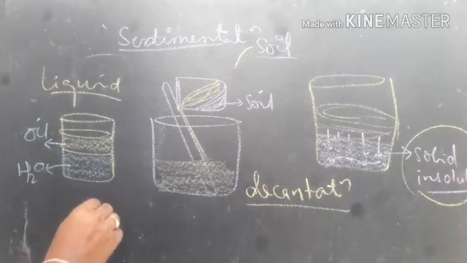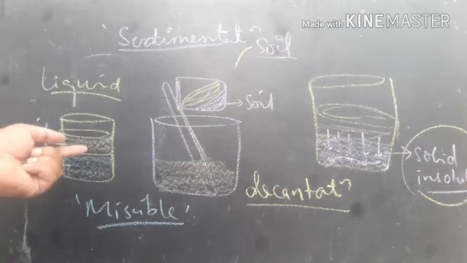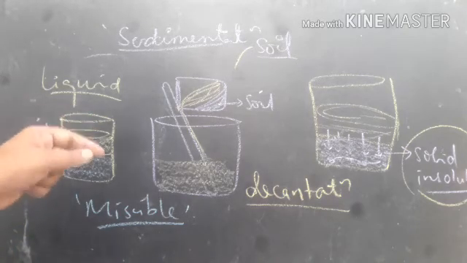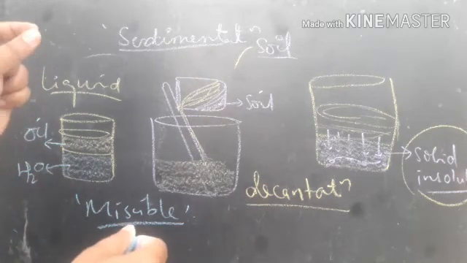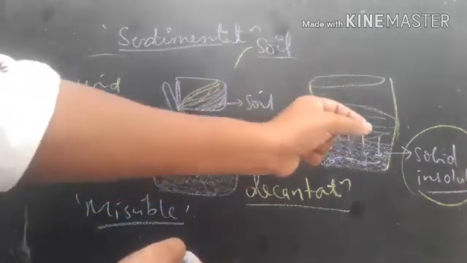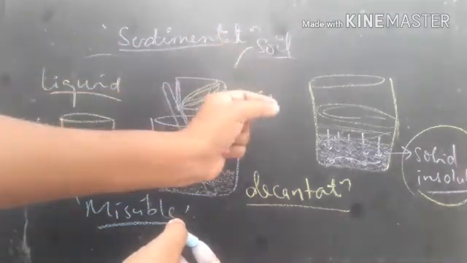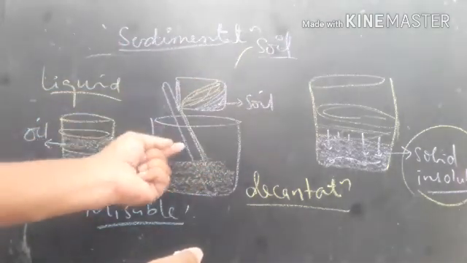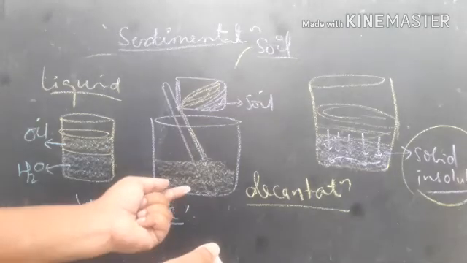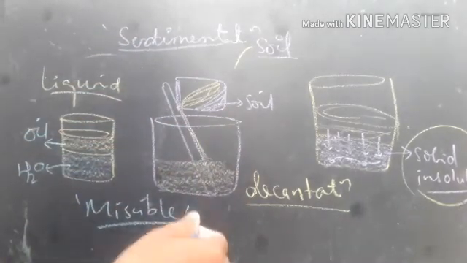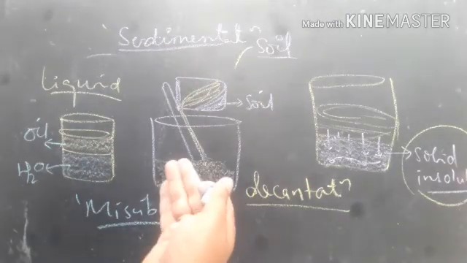But if they are miscible, just imagine if they are miscible, we are unable to separate them. Alcohol and water, they are miscible, it is not possible to separate them, right? So like this, sedimentation and decantation can be used for insoluble solids and immiscible liquids, whereas we are unable to use them for soluble solids. For example, if you add sugar to the water, it's soluble. After dissolving of sugar, we are unable to separate the sugar, and we never allow it to settle down because it is already dissolved in water.